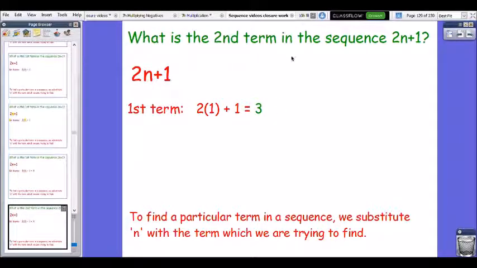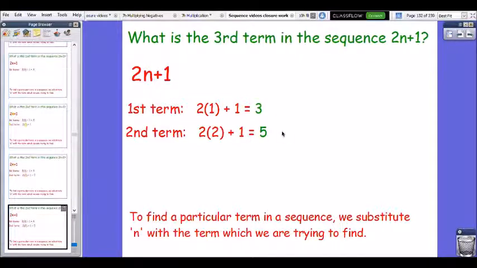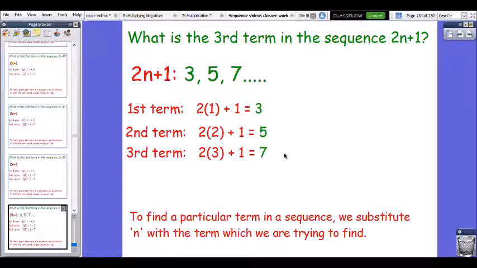How would I find the second term in that sequence? Well, using my substitution method, I'm going to swap n with the term number I'm trying to find. I'm trying to find the second term, so I'm going to do 2 times 2 and then add 1. Okay, so that gives me 5. So keeping this going, how would I find the third term in the sequence? Well, I would do 2 lots of 3 and then add 1. So 2 lots of 3 gives me 6. And 6 add 1 gives me 7.